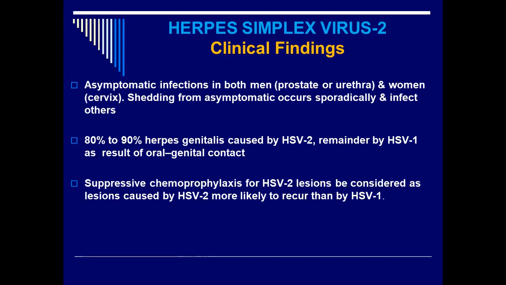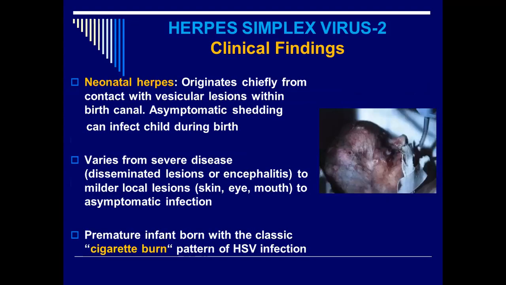The suppressive chemotherapy, chemoprophylaxis for the HSV2 lesions should be considered, as the lesions caused by HSV2 are more likely to recur than by HSV1. This means that there is more possibility of the recurrence of the lesions caused by HSV2, whereas the lesions caused by HSV1 do not recur that much. So we will have to go for the suppressive chemoprophylaxis for the HSV2, because the lesions of HSV2 can recur in the majority of the cases.